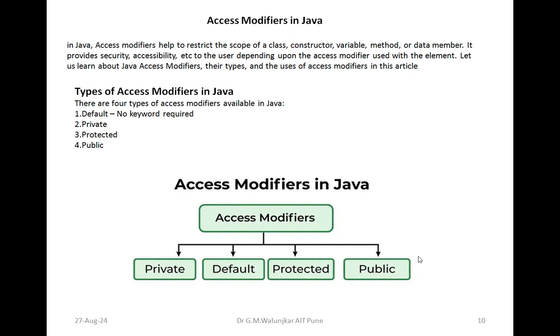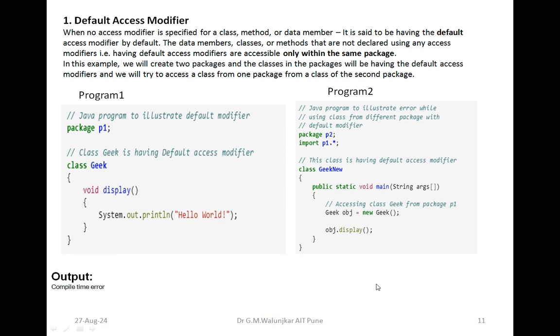So types of access modifiers are default, private, protected, and the public access modifier. For the default access modifier, there is no keyword you have to write. So these are nothing but the four types of access modifiers present in Java: private, default, protected, and public. One by one we'll see what each of these is: default, public, private, and protected.